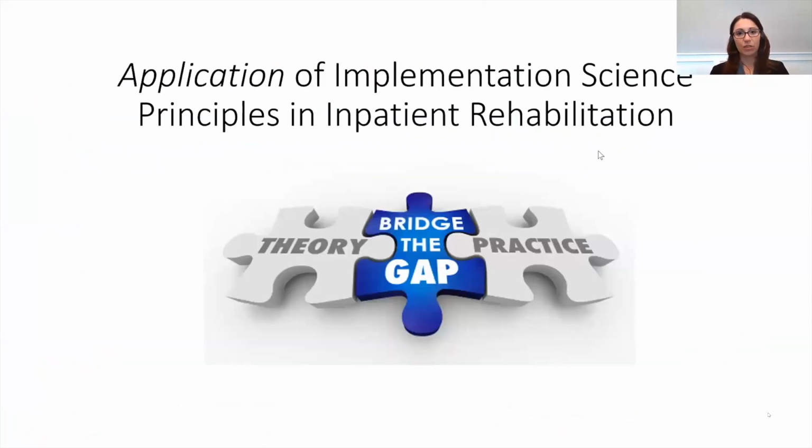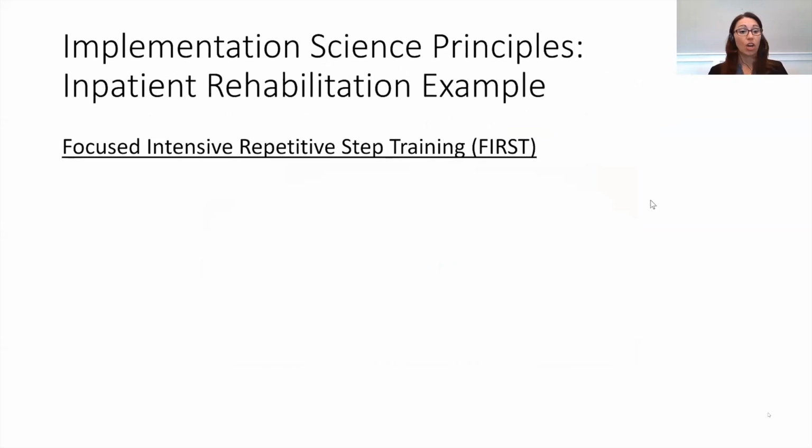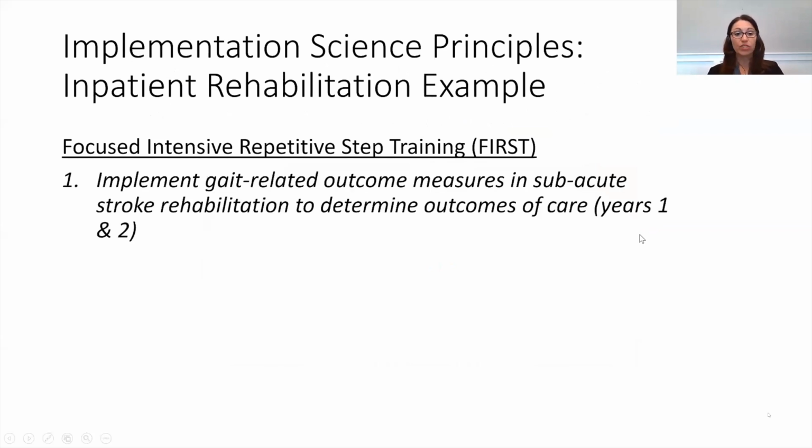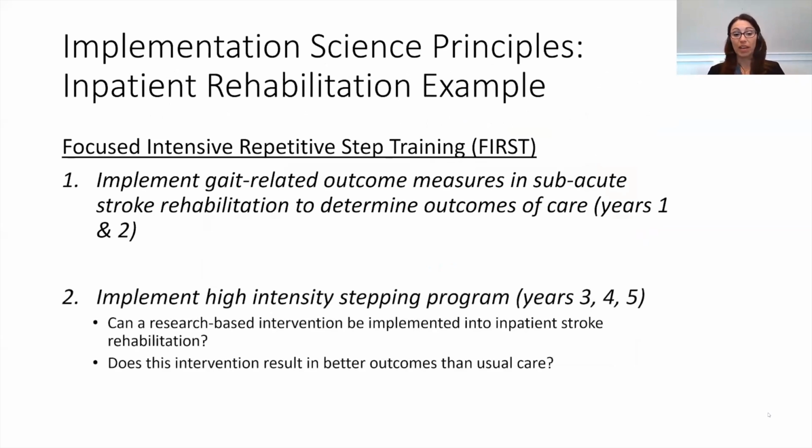I've been asked to take the information presented earlier today by Dr. Proctor and Dr. McDonough and provide a practical example of how it can be used in clinical practice. So I'm going to apply this content to an inpatient rehabilitation project called the Focused Intensive Repetitive Step Training Project. Now, this project had two primary aims. The first aim was to implement gait-related outcome measures in subacute stroke rehabilitation, and the second aim was to implement a high-intensity gait training program.